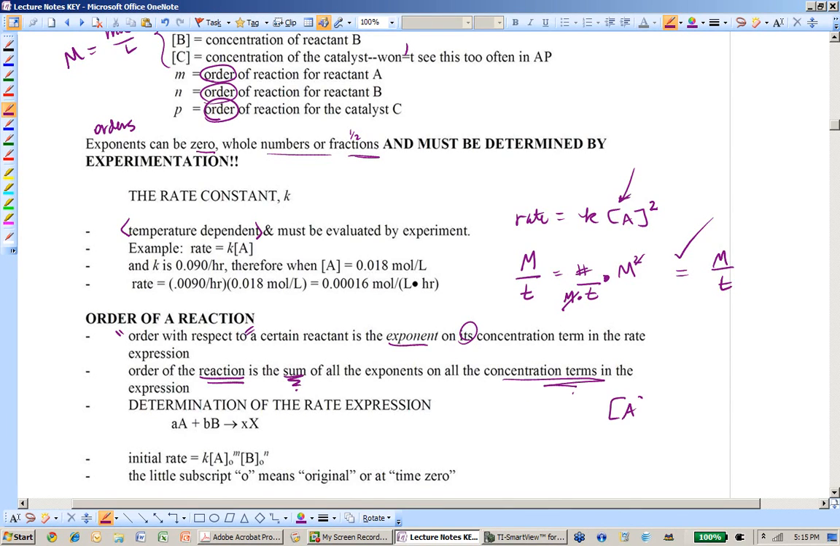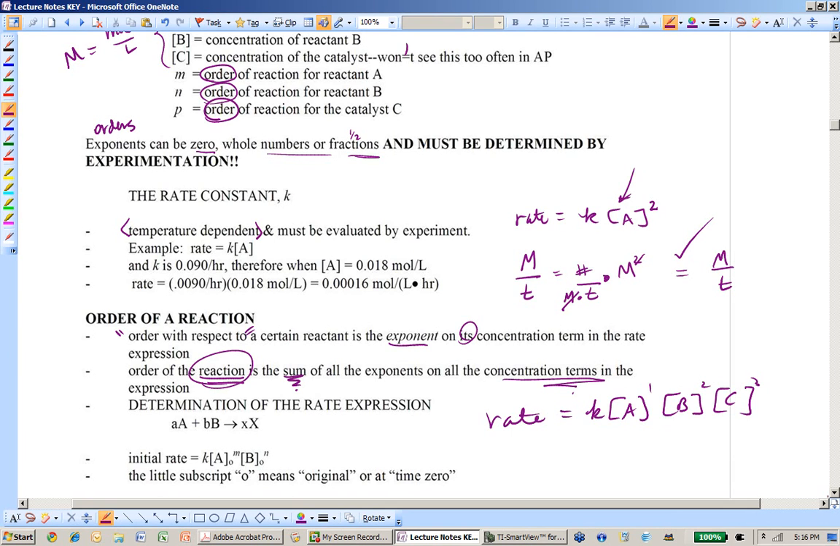So if I had A, B, and C, with exponents 1, 2, and 3, the overall order, this is not a trick question, add them up, what would it be? Go ahead, use all your fingers and toes. 6, you say with resounding fury. Indeed, it would be 6. 3 plus 2 is 5, plus 1 more makes 6. So that would be the overall order of the reaction. So read the questions carefully.